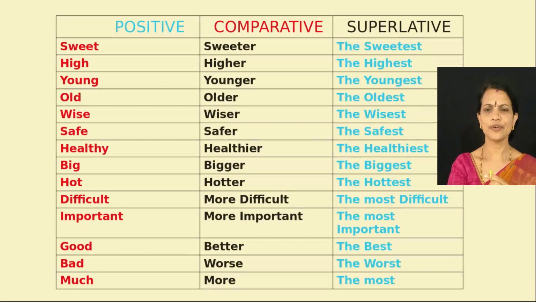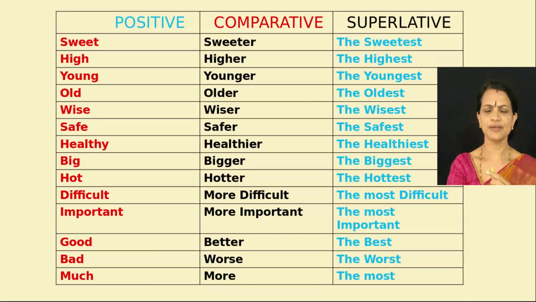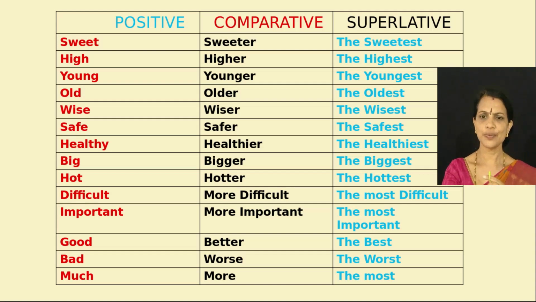See the examples for positive, comparative and superlative degree. In positive, sweet becomes sweeter in comparative, and the sweetest in superlative. High becomes higher in comparative, the highest in superlative. Young becomes younger, the youngest. Old becomes older, the oldest. Wise becomes wiser, the wisest. Safe becomes safer, the safest.